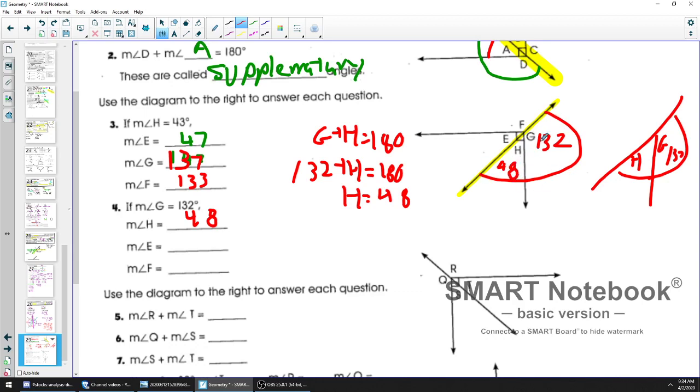So I have my two angles, and they equal 180. E and F. Let's figure out E first. I know this is 48. Now, do I see a straight line or complementary angle, 90 degrees, that I can use with 48? Yeah, if I keep going this way, look. E plus H equals 90.